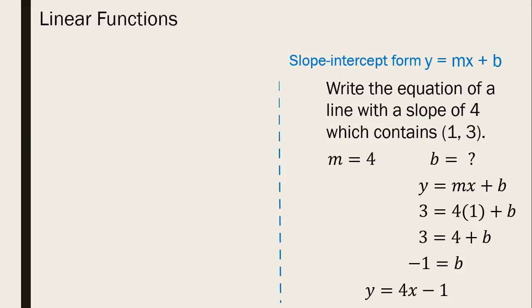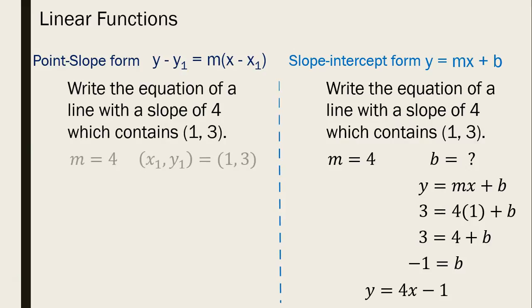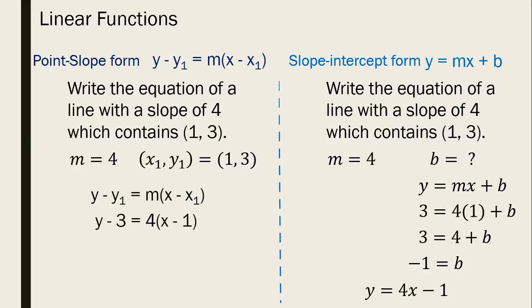Now there's actually another way to do this same problem, and that's by using point-slope form. Point-slope form looks like this: y minus y sub 1 equals m times x minus x sub 1. The m is still slope, and the x sub 1 and y sub 1 are the x and y coordinates of a point on the line. So since we know the slope and we know a point on the line, we could just use point-slope form to write the equation. We'll substitute 4 for m, 1 for x sub 1, and 3 for y sub 1.